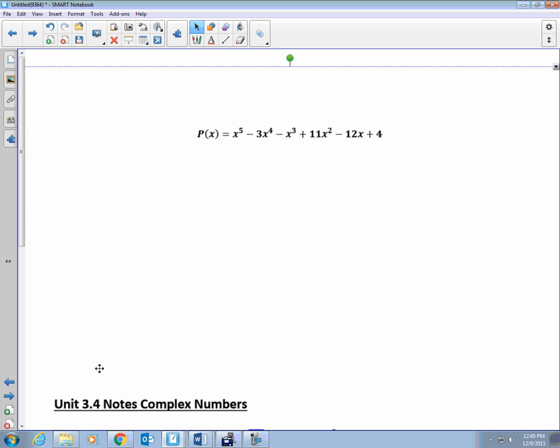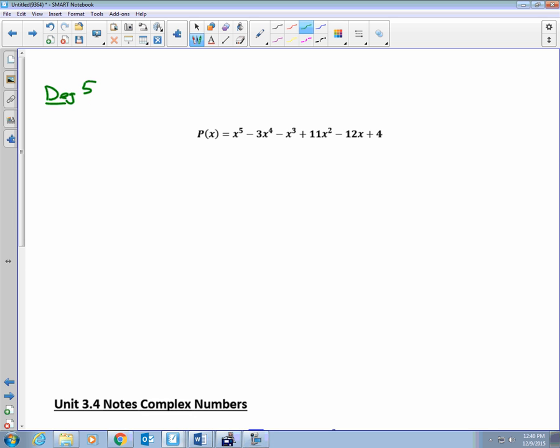The degree is 5, so therefore it has how many solutions? 5 solutions. So I'm going to list the number of positive real, number of negative real. For positive real, I look at P of X, I look for what? Changes in the sign. How many sign changes do you see here?